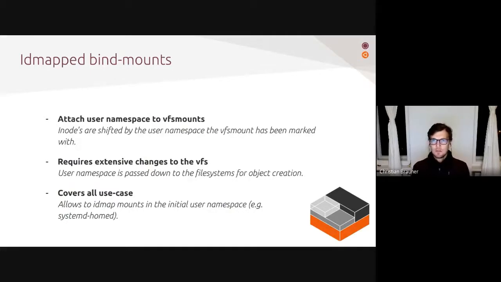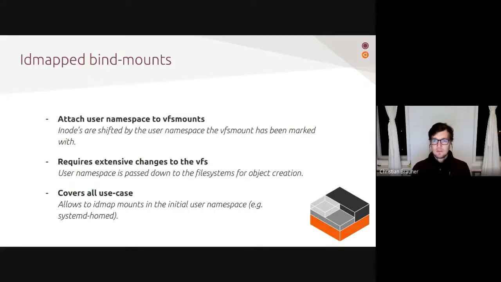So one approach we are currently pursuing and are about to propose, or maybe by this time we'll have already proposed, is ID mapped bind mounts. It's essentially the idea to attach a user namespace to the VFS mount in the kernel, and then inodes are shifted by the user namespace the VFS mount has been marked with. It requires more extensive changes to the VFS because the user namespace is passed down, even sometimes down to the file system for object creation.